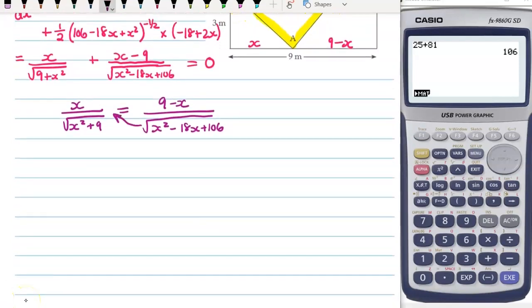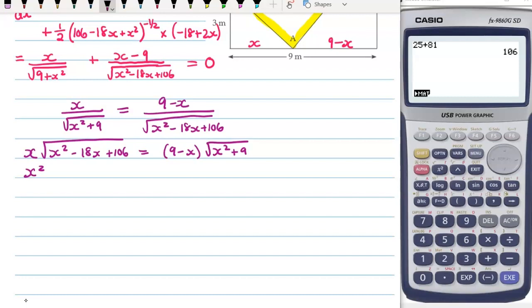Okay, now bring this up to that side and multiply. So we'll have x times the square root of x squared minus 18x plus 106 is equal to 9 minus x times the square root of x squared plus 9. Ooh, okay, some tricky algebra that we're dealing with here. Now we want to square each side to get rid of the square roots. That means the outside has to get squared as well. So that x became x squared. The 9 minus x needs to be squared, and then times by the x squared plus 9.